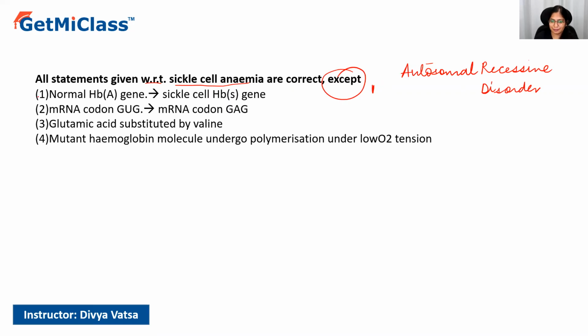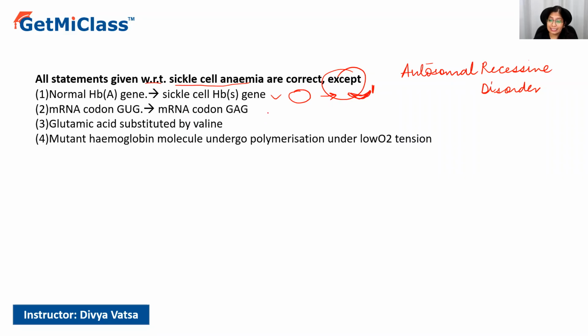Now, having a look at the first option: normal hemoglobin A gene gets converted into sickle hemoglobin HbS gene. Yes, this is what happens, right? The normal RBC-forming gene gets converted. After that, if this takes place in the autosomal recessive disorder, then the RBCs become sickle shaped like this.